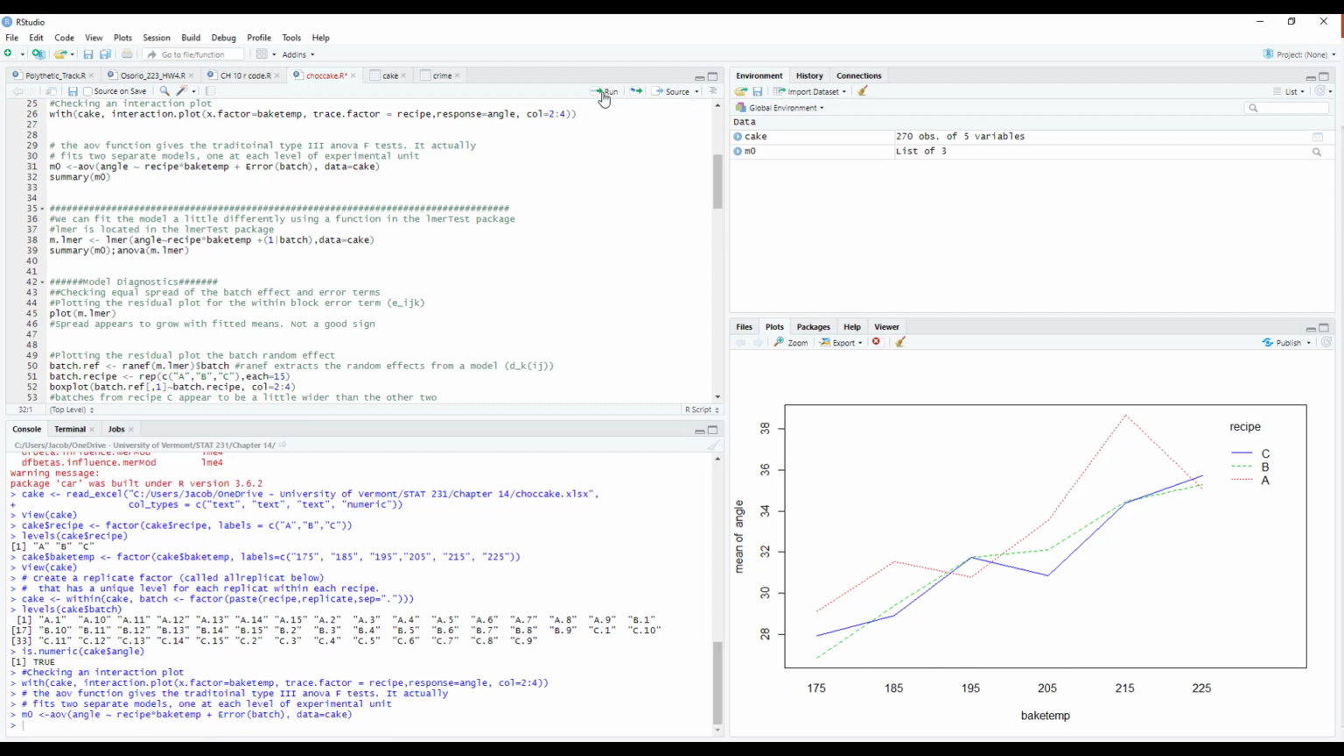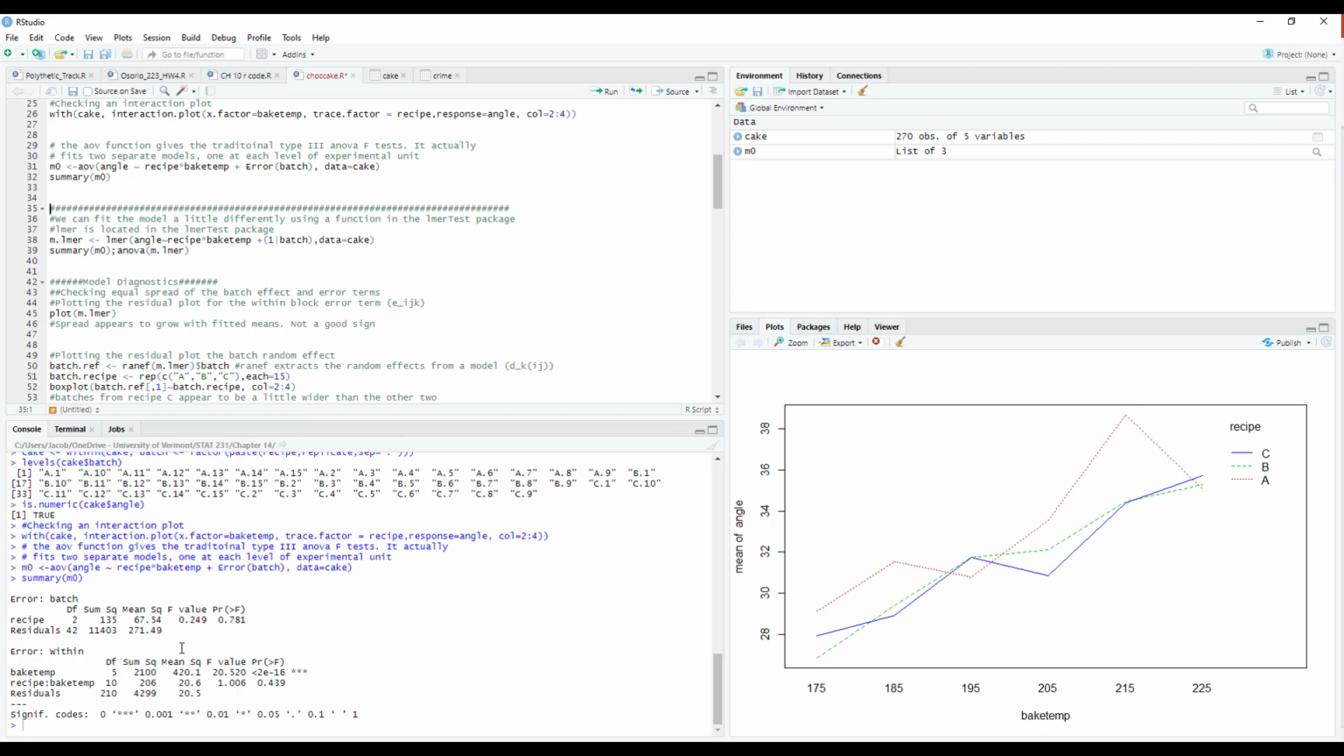If we fit the model and then ask for the summary, R is smart enough that it knows where to put the factors as far as the error terms go. Essentially, R is going to create 2 different ANOVA tables. One where our error term is for the batch, and then one where the error term is for the cakes. And it's going to stick the factors in the correct table.